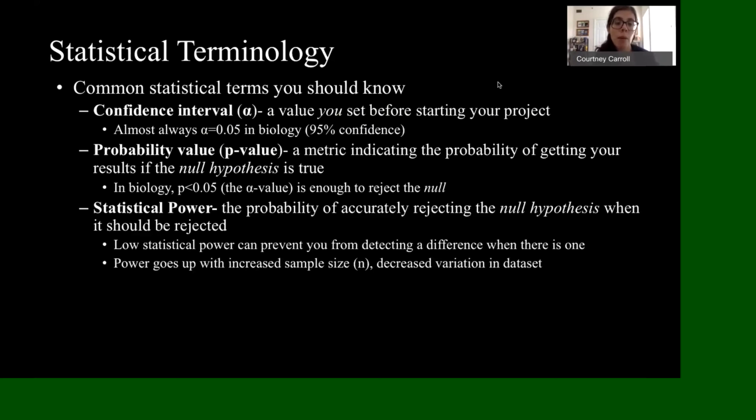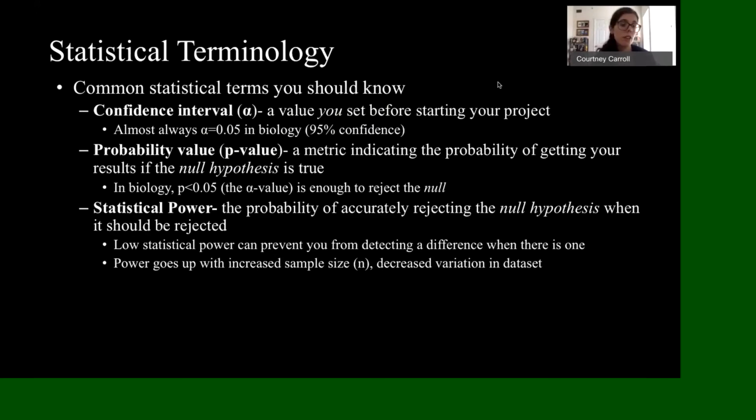Statistical power is the probability of accurately rejecting the null hypothesis when it should be rejected. A low statistical power can prevent you from detecting a difference when there is one. Power goes up with increased sample size and decreased variation in your data set.